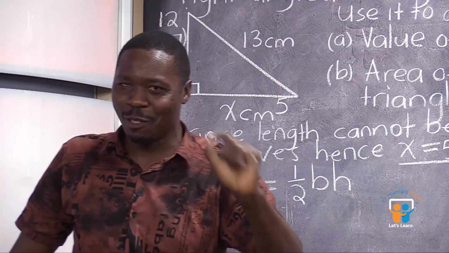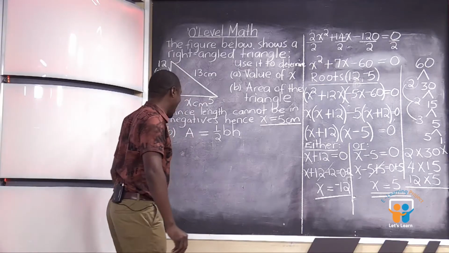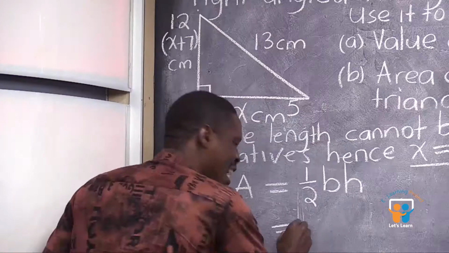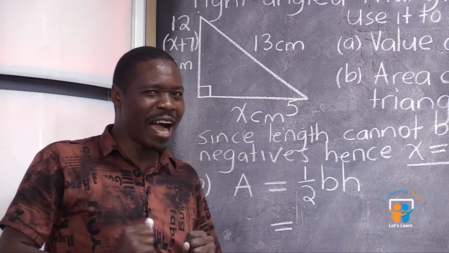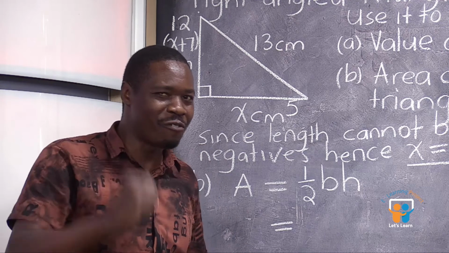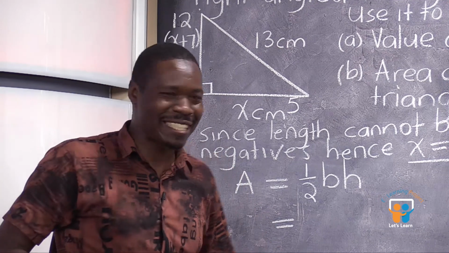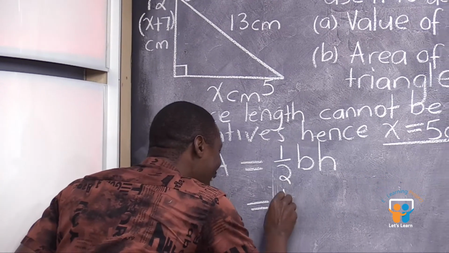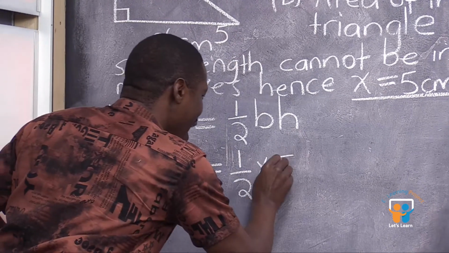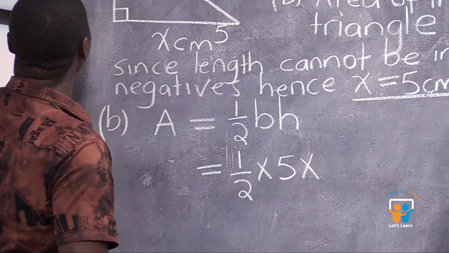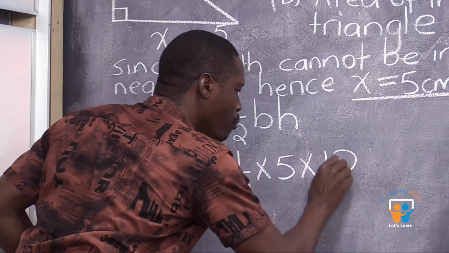Now we need to substitute and get the final answer without wasting time so that we can rush and sanitize our hands. We need to rush, wash our hands with soap so that we are free from the coronavirus. Wonderful. Now we are having a half times the base, which is a 5, times the height, which is a 12.